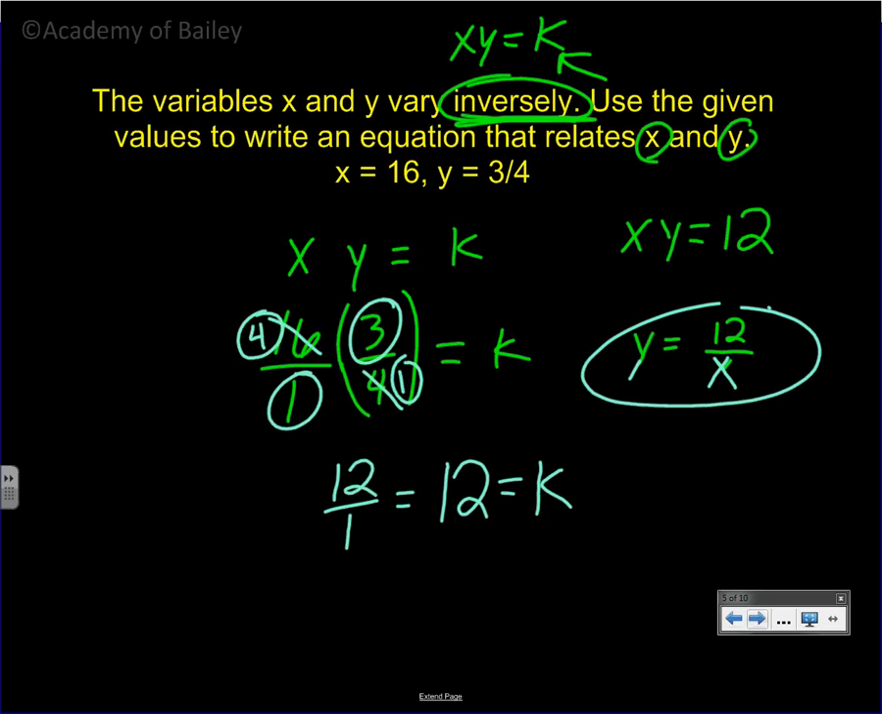Or xy equals 12. Probably the bottom way is the way that you're going to see it in answer choices, most of the time, just for the simple fact that y is equal to something, and that's how I guess most equations are usually written. Either way is fine. Either way would be correct.